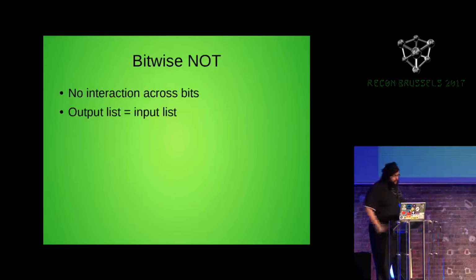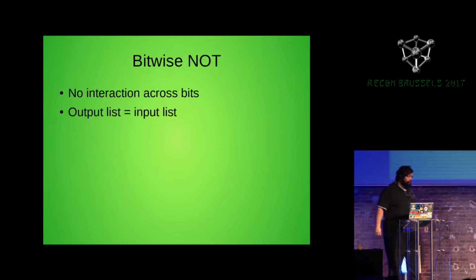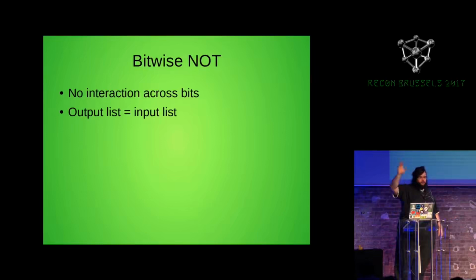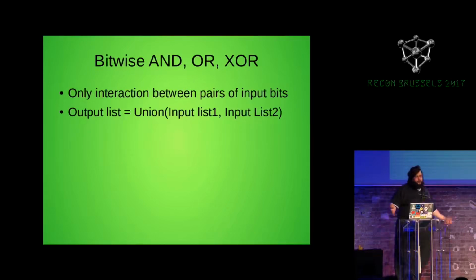We also have the bitwise NOT, which is totally trivial. I mean, we are just flipping every single bit. There is no cross dependency. So the output list of a NOT is the same as the input list. And for AND or XOR, we only interact between pairs of bits, so we just make the union of both contributor lists.